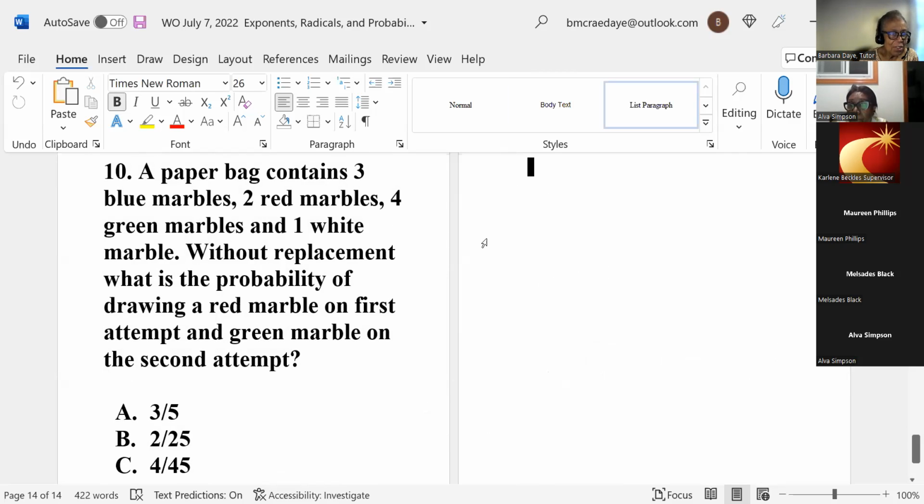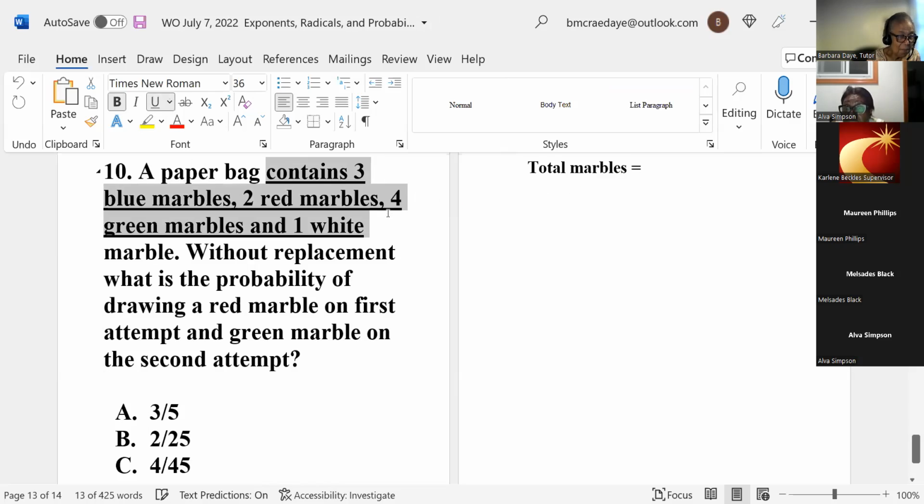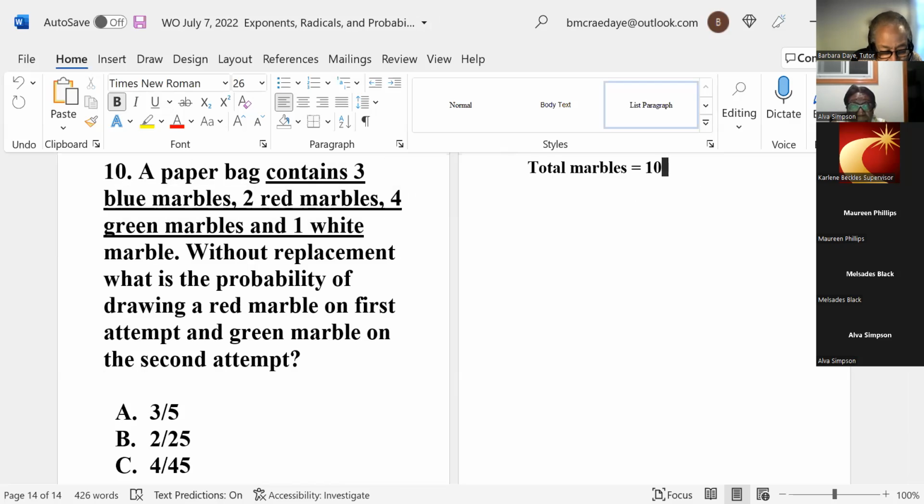Okay, so Alva, what's the total number of marbles? You're going to help Maureen get this right. What's the total marbles the paper bag contains? The total is 3 and 4, 7, and 2, 9, 10. Okay, so total marbles is 10. That's your total outcomes, 10, right? Yes, ma'am. Okay, now let's write probability.